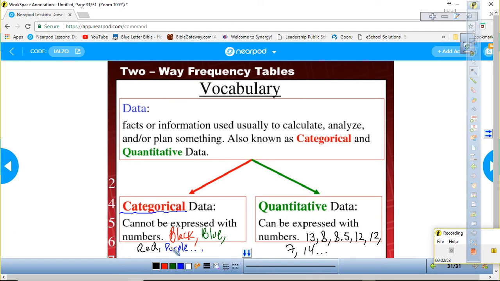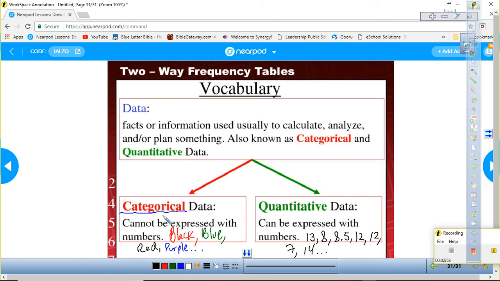Look at categorical. Did we use numbers on categorical? No. What other information can we use for categorical? If I was to ask what kind of pets do you guys have? Who would say dogs? Let's see, hands for dogs. Okay, so then I would use dogs. What other kind of pets do you guys have? Dolphins? I would write dolphins, and so on and so forth.